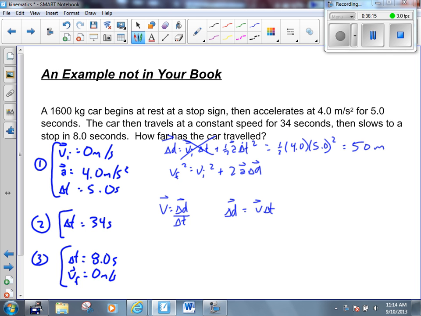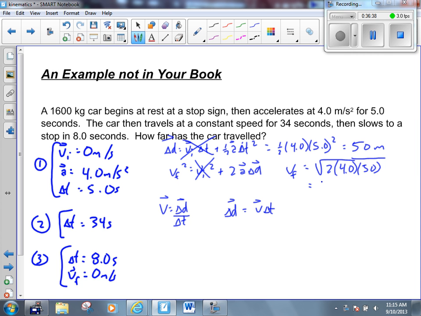It's because I want VF. That's why. VI is 0. VF becomes the square root of 2 times 4.0 times the displacement of 50 meters. So 2 times 4 is 8 times 50 is 400. Square root of 400 is 20. Is that right?